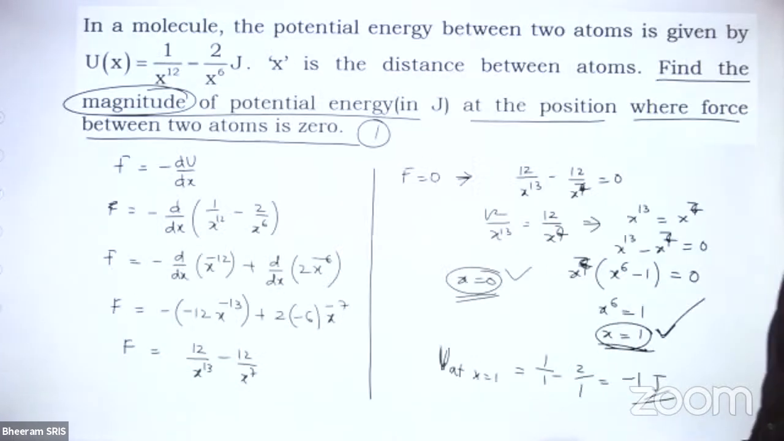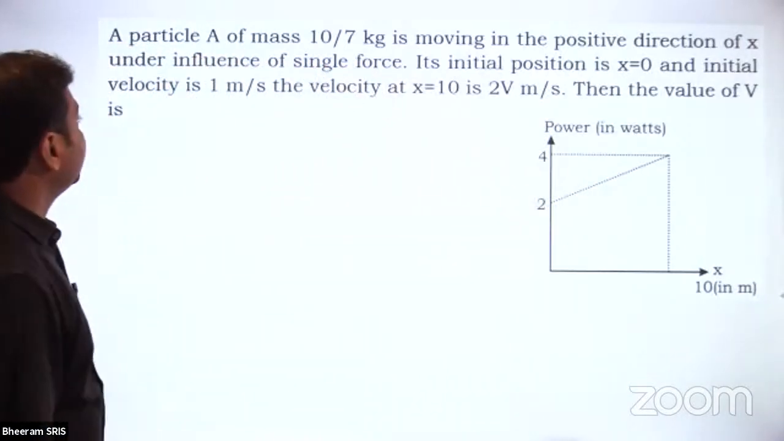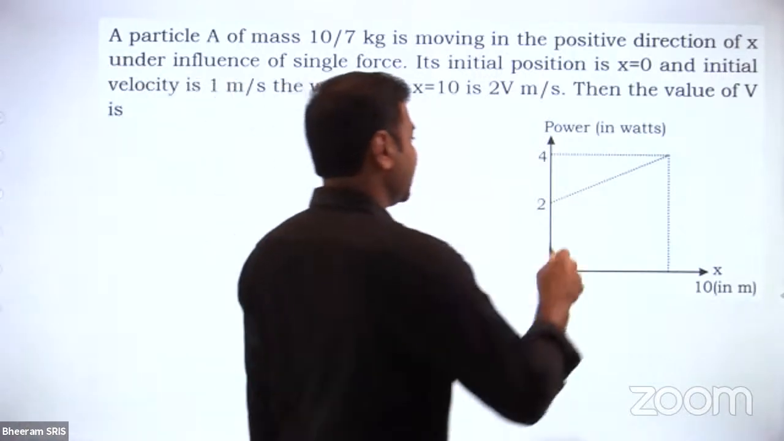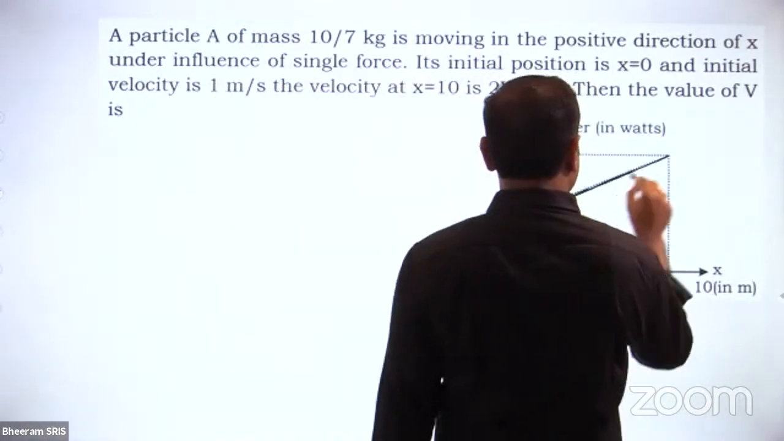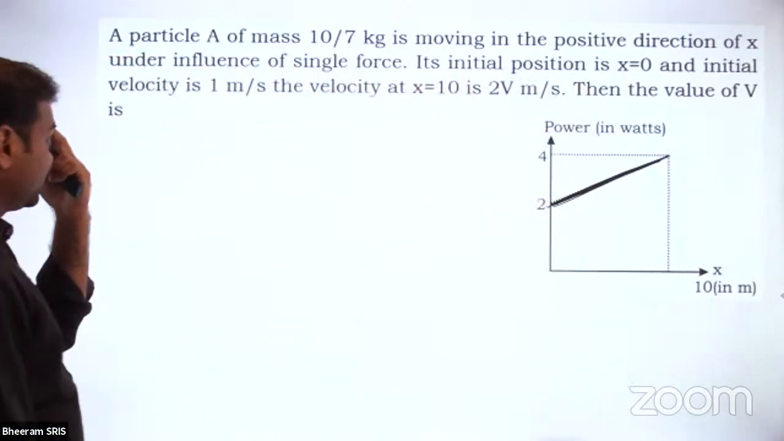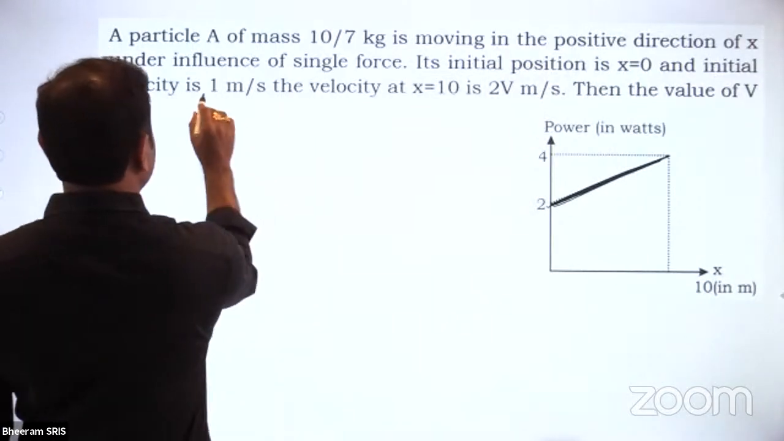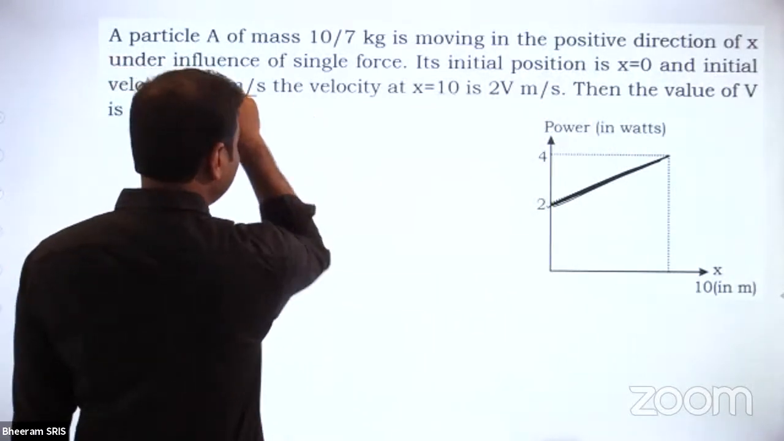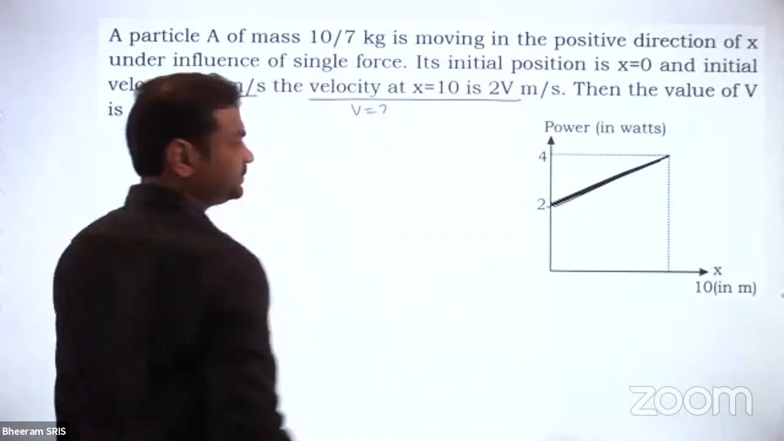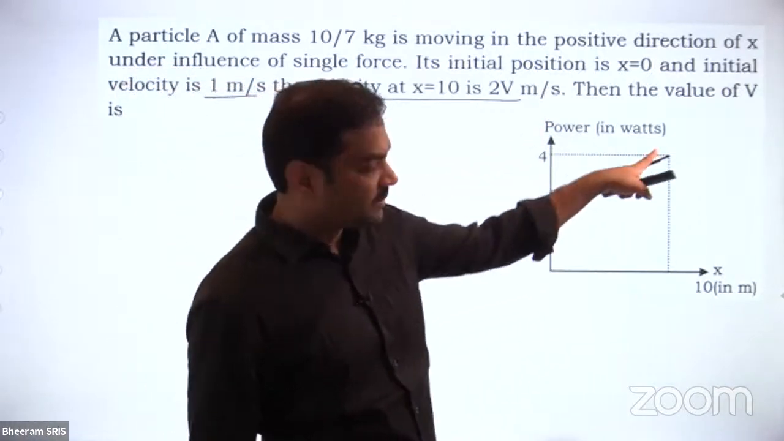Yeah, this is the next question. A particle of mass is given moving in the positive x direction. Actually, this is the graph as given. Graph is a straight line. Its initial position x is equal to 0 and velocity is 1 meter per second, and the velocity at x is equal to 10 is 2v. What is the v value they are asking? Again velocity, but here power is not constant, power is variable.